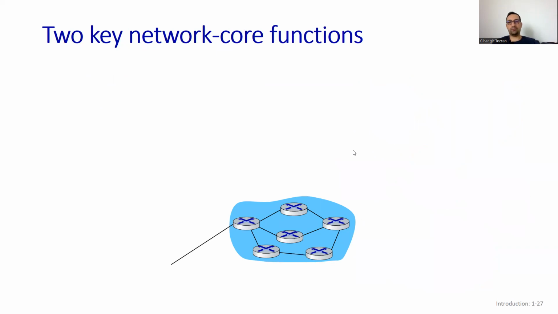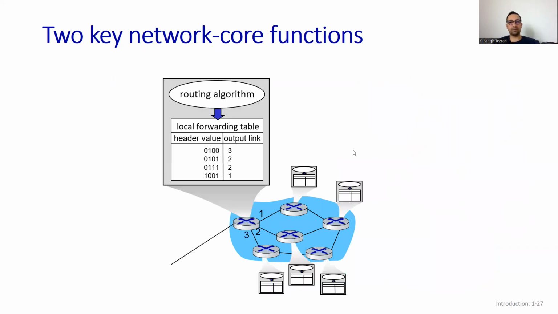So two key network core functions are as follows: routing algorithm. This is actually a table. Every router has some kind of algorithm to create this table. For instance, in this router, we're assuming that the input comes from here. You have 3 links, and you should know which link to use and send this packet to. This is determined from this forwarding table.